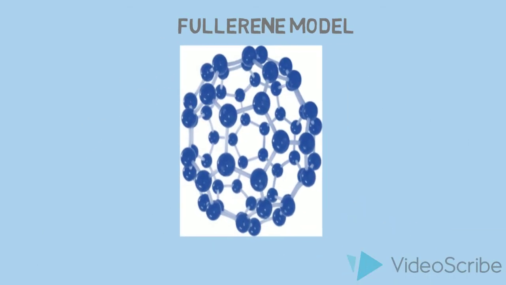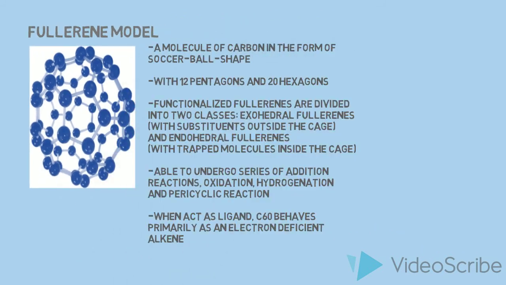Let's have a look at a very basic fullerene model, which makes up the metallocarbon compounds. A fullerene model is a molecule of carbon in the form of a ball shape, which exhibits 12 pentagons and 20 hexagons. The fullerenes can be divided into two classes: exohedral fullerenes with substituents outside the cage, and also endohedral fullerenes with molecules inside the cage.